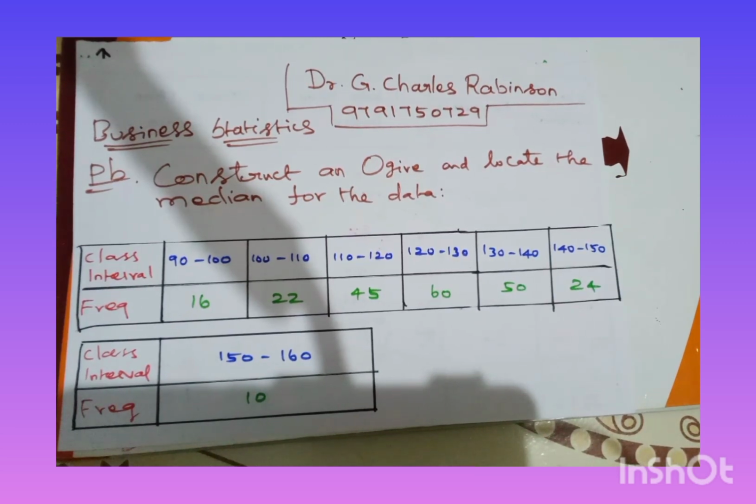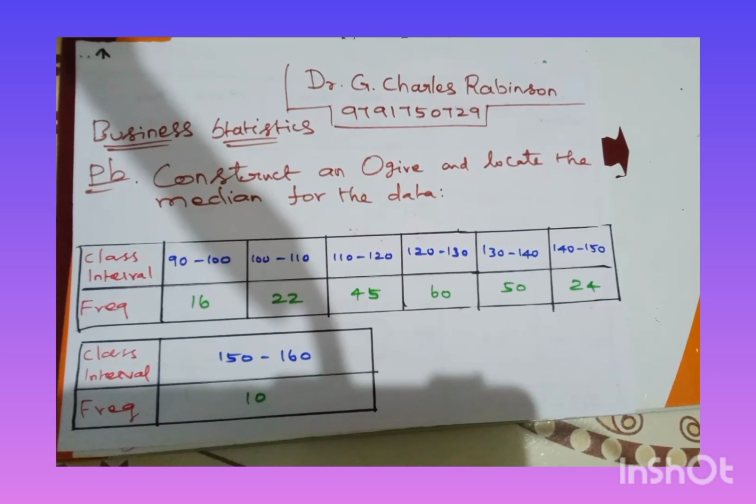So class interval and respective frequencies are given: 90 to 100, 100 to 110, 110 to 120, 120 to 130, 130 to 140, 140 to 150 and 150 to 160. These are the class intervals and then the respective frequencies are given. Using these data, we are going to draw the graph, okay, graph, isn't it? Or less than, more than curve.